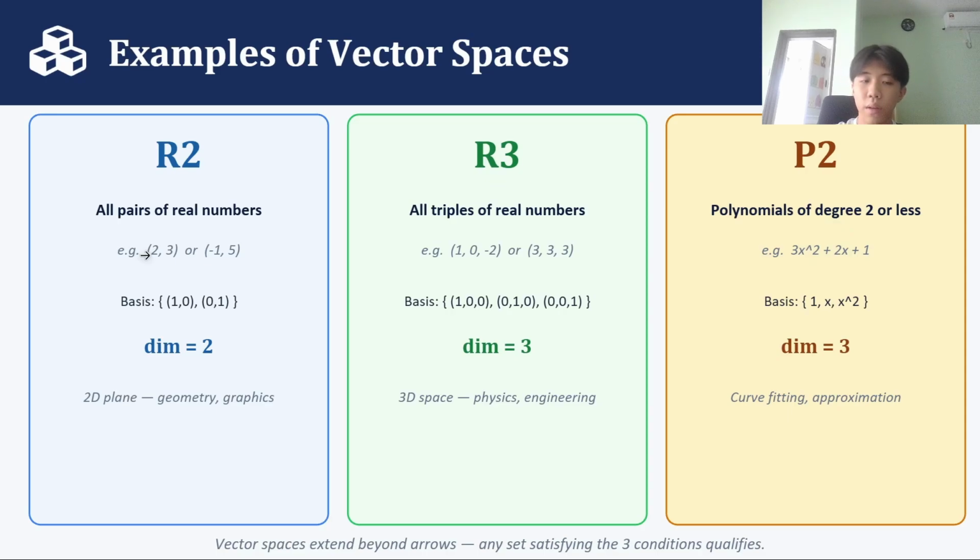Here are some examples of a vector space. First, we have R2, which has a dimension of 2 because it has a basis of 2 vectors. And this spans the X and Y plane. Then now we have R3, which has a dimension of 3 because it contains 3 basis vectors. And this spans the X, Y, and Z space. Then we have P2, which contains polynomials of degree 2 or less and has a dimension of 3. And this is mainly used for curve fitting and approximations. What I'm trying to say is that vectors aren't just arrows within the space, but rather they apply to any set of objects that follow the three rules that I stated.